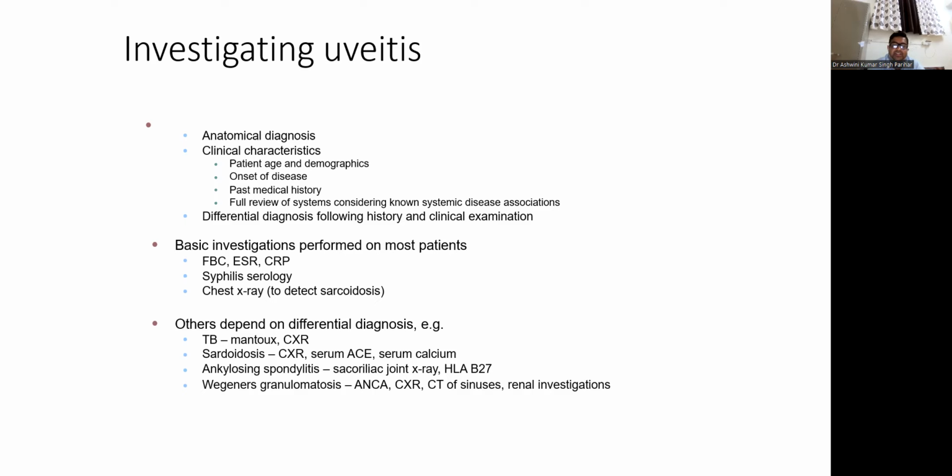For example, if you are suspecting TB, then we should do the Mantoux test and chest X-ray. For sarcoidosis, chest X-ray, serum calcium and serum ACE level. For ankylosing spondylitis, sacroiliac joint X-ray, and other body parts X-ray as well as HLA-B27. If we are suspecting Wegener's granulomatosis, then cytoplasmic antineutrophil cytoplasmic antibody, chest X-ray, CT of the sinuses, and the renal parameters should be assessed.